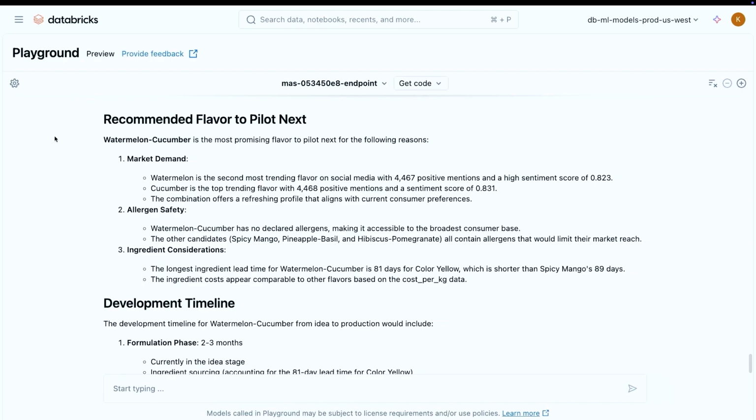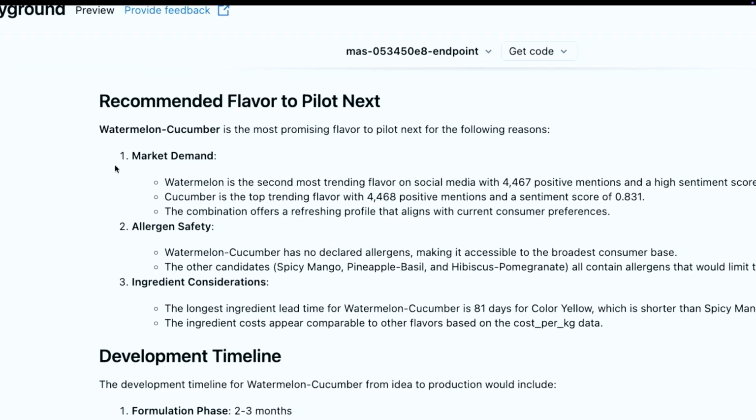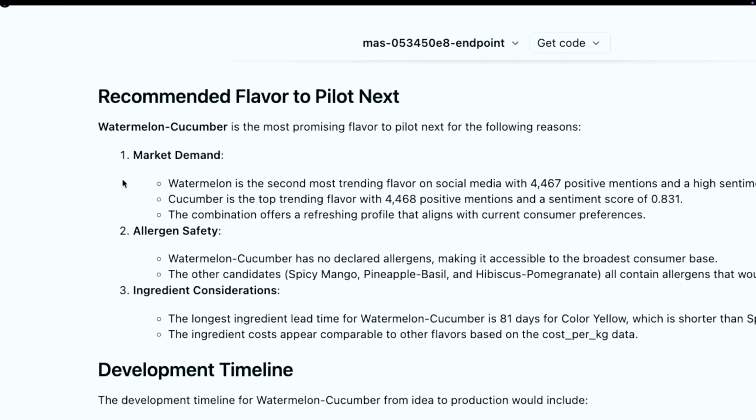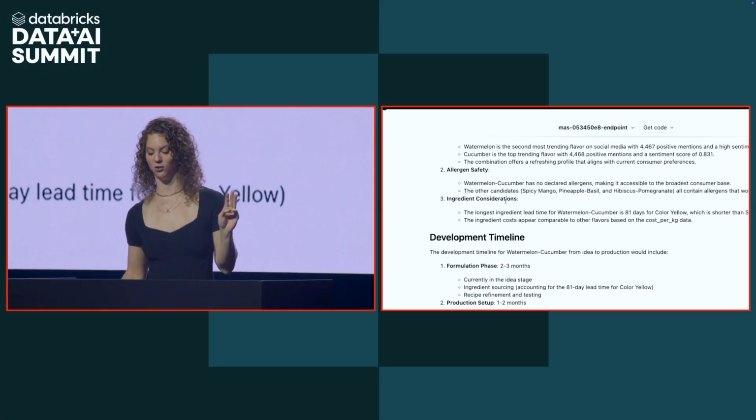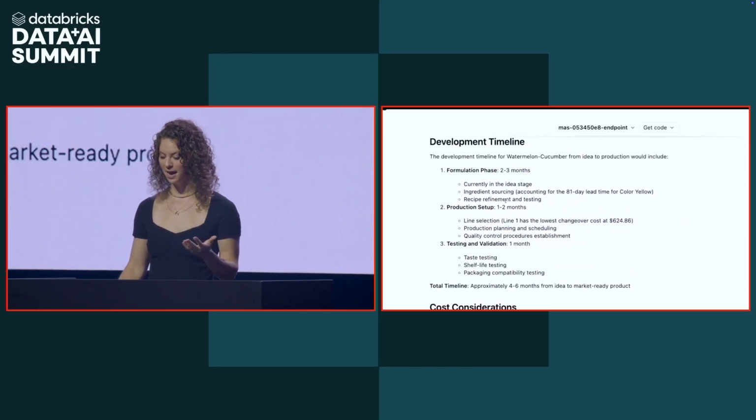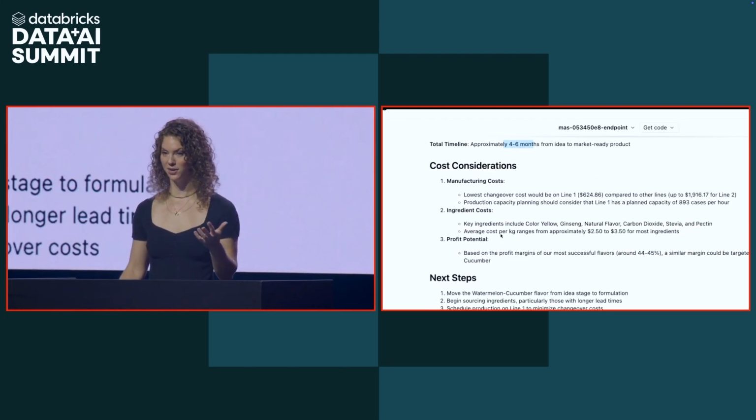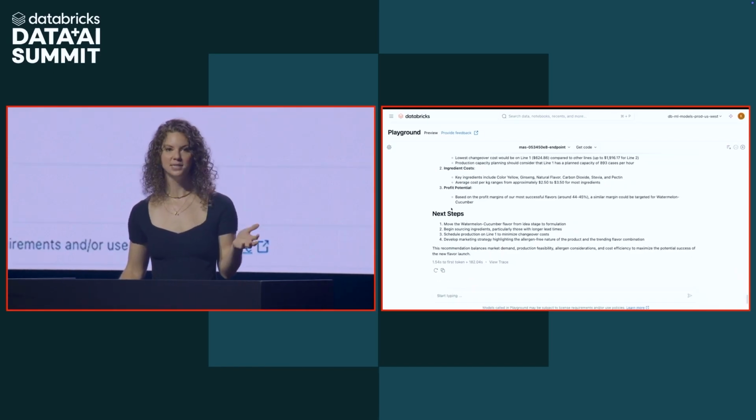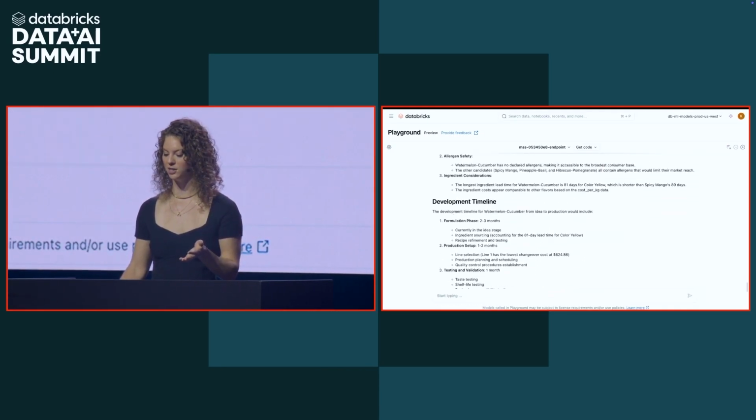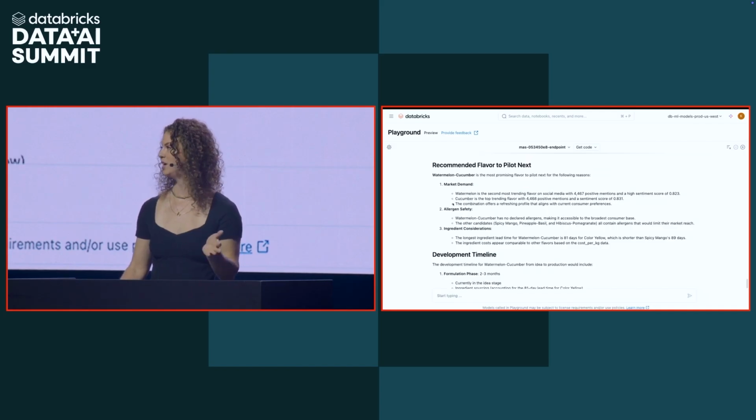And this is pretty incredible. In fact, let me zoom in so you can see exactly this kind of content. I would send this to my CEO. It's basically going to look through, it did a market demand analysis, seeing based on social media sentiment, watermelon and cucumber are the most active, and we do have a combination for this. It's going to look at allergen safety. It's going to look at ingredient considerations. It created the development timeline for me, telling me it's going to take 4 to 6 months from idea to market for this. It's going to tell me my cost considerations. It even looked at my changeover costs on my different factory lines. And then it's going to give me next steps in here. So this is something that now, in a couple seconds, I was able to generate a report that I can share to my CEO so that we can make complex, data-driven decisions.